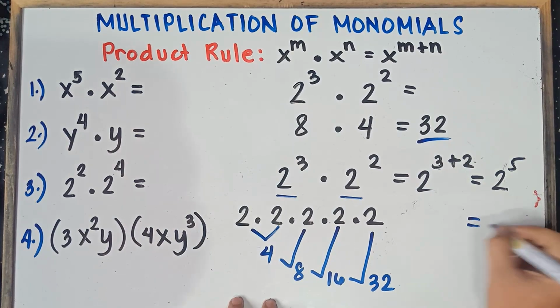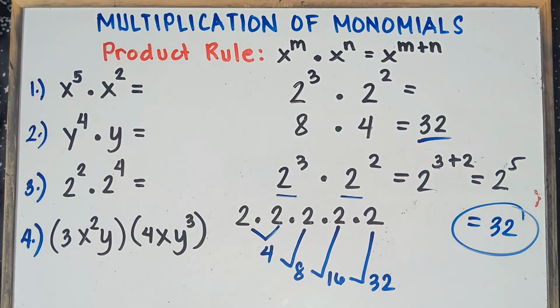So this is 32. So therefore, class, to apply the product rule, simply copy the base and then simply add the exponent. So we will be using, class, the product rule.